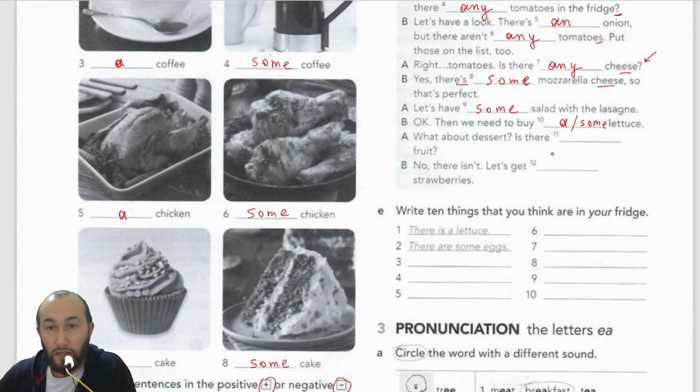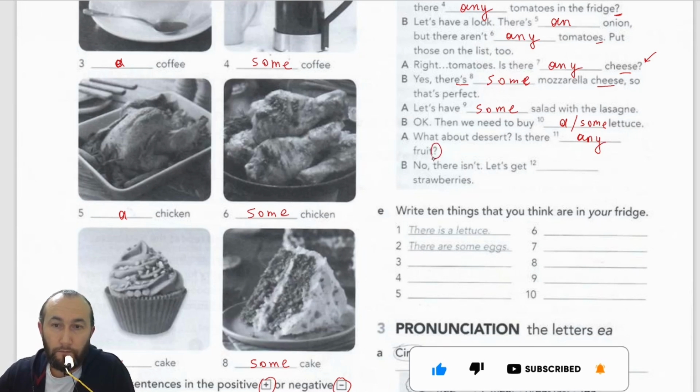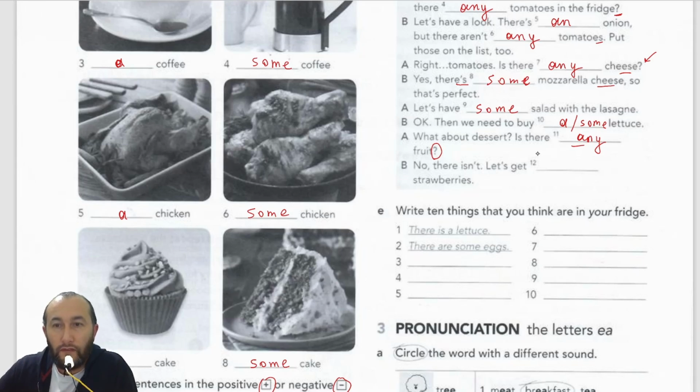What about dessert? He is asking, what about dessert? Is there fruit? Fruit is uncountable in the English language. So is there any fruit? Question. We can't say some. We use some for the positive structure. Because that's the question form, we use any, guys. So is there any fruit? And B says, no, there isn't. Let's get strawberries. Strawberries, plural form. So we're going to use some strawberries here.